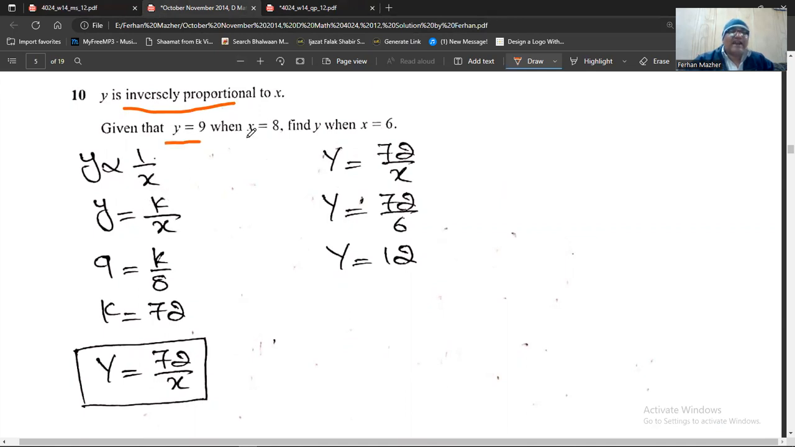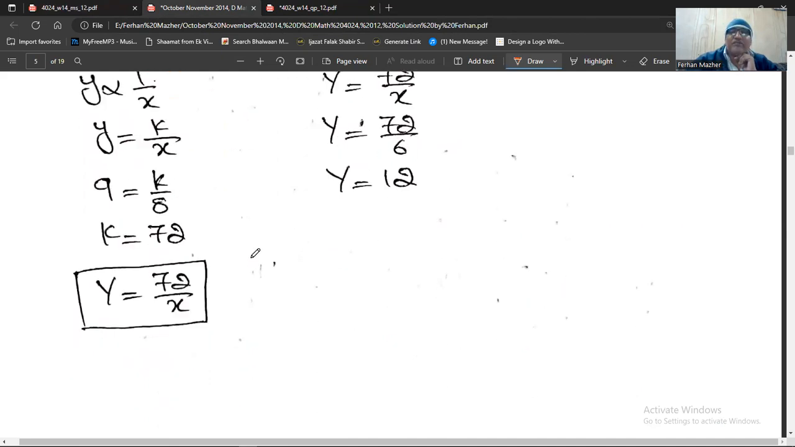Y is 9 when x is 8, so 9 is equal to k by 8. So k is equal to 9 multiply 8, that's 72. So the formula becomes y equals 72 by x. Then the question is, what is the value of y when x is equal to 6? So y will be equal to 72 divided by 6. So the y value will be 12.